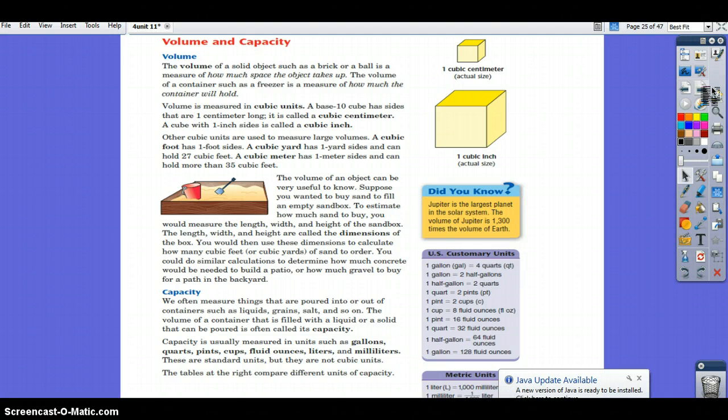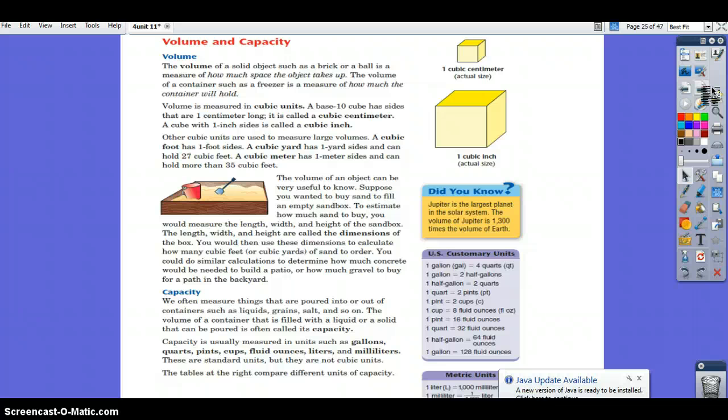A cubic foot has 1 foot sides. A cubic yard has 1 yard sides and can hold 27 cubic feet. A cubic meter has 1 meter sides and can hold more than 35 cubic feet. So the volume of an object can be very useful to know.